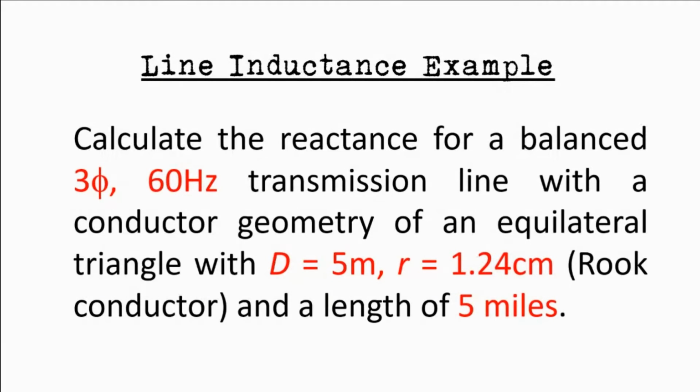This question is giving us: calculate the reactance for a balanced 3-phase 60 hertz transmission line with a conductor geometry of an equilateral triangle with D equal 5 meter, R the radius is 1.24 centimeter, Rook conductor, and length of 5 miles. Now, regarding what is given here in the text for you, Rook conductor is a name given to the conductors. In transmission lines, aluminium conductors, based on their sizes, are given names. So when you want, for example, one conductor with 1.24 radius, you will order it as Rook conductor.